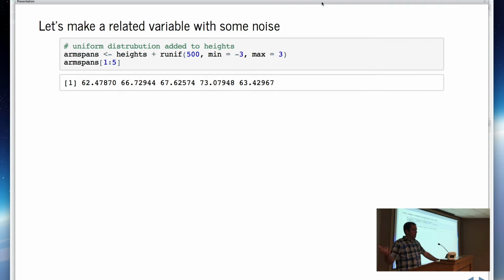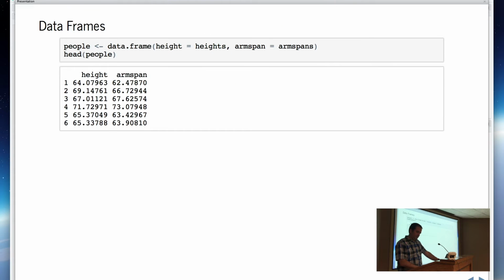I just created 500 observations, and I'm adding it to height. And now I have a new vector, which is arm span. So arm span and height are the same length, right? Because obviously we're going to line those up. When I say line those up, you might think of working in a spreadsheet world, where you put those pieces of data into columns.